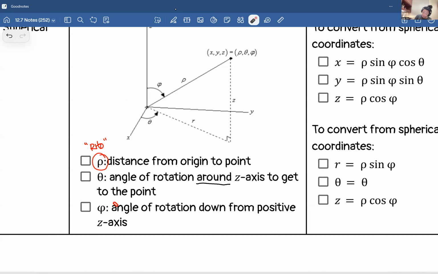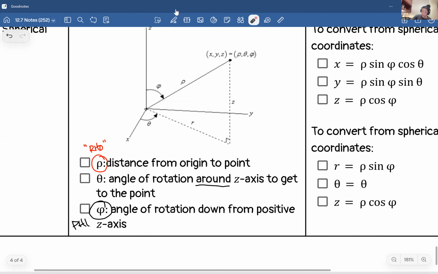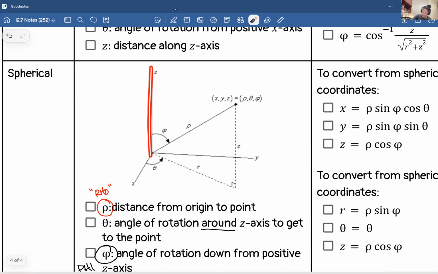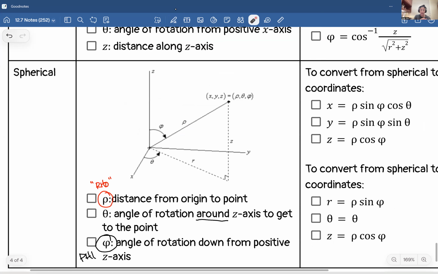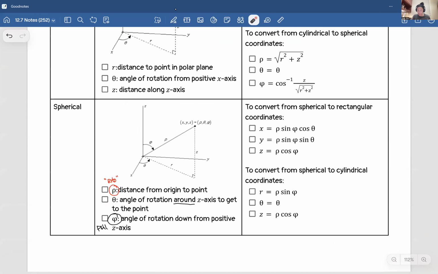And lastly, we describe this last angle phi, right? This is phi, as the angle of rotation down from the positive z-axis, all right? So in other words, we're saying here's our z-axis and we're counting down a certain number of degrees. That's going to tell us the direction in which our rho, our distance from the origin to the point, is being counted in, okay? So lots of letters. Who knew we needed so many letters?